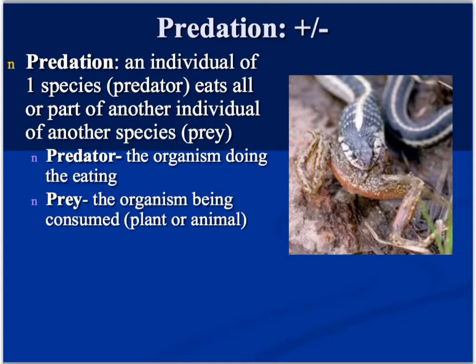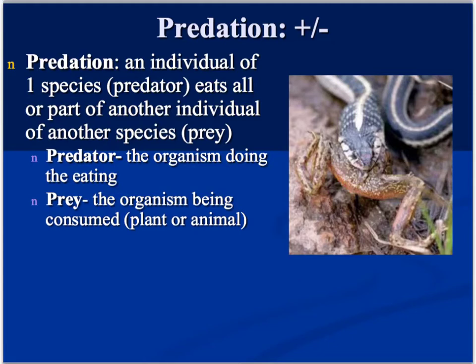So now we move away from symbiosis. Symbiosis were those three things: mutualism, commensalism, and parasitism. And we're going to talk about predation in the same video because it's still an interaction between two species. Predation is when one species, a predator, eats all or part of another species, which is known as the prey.